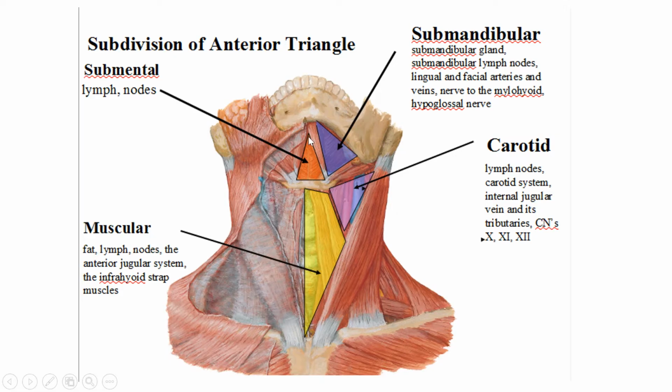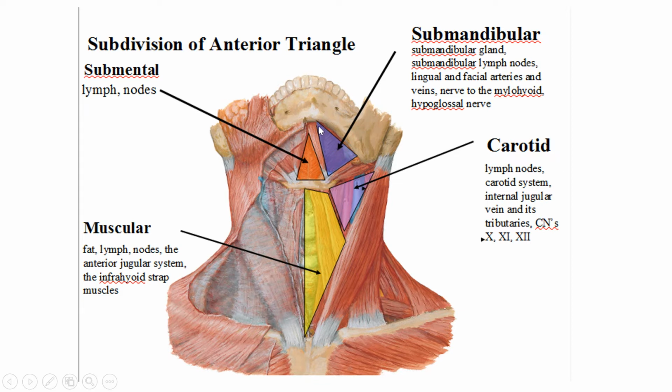Now, this anterior triangle has been further divided into four triangles. Number one is the submental triangle. Mentis is the chin, and just below the chin, we have got the submental triangle. This triangle is not bilateral, it is only one in number, whereas the rest of the triangles are paired. This is unpaired and the rest are paired.